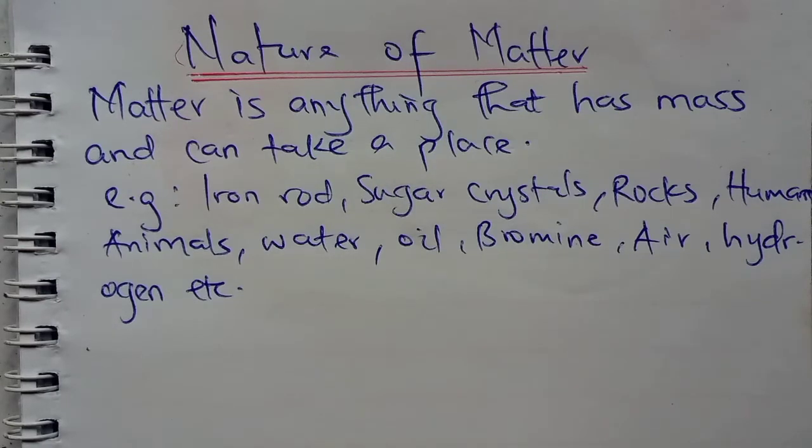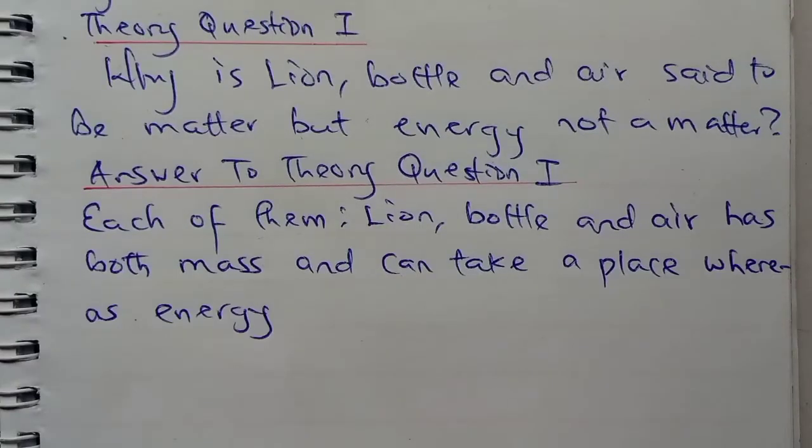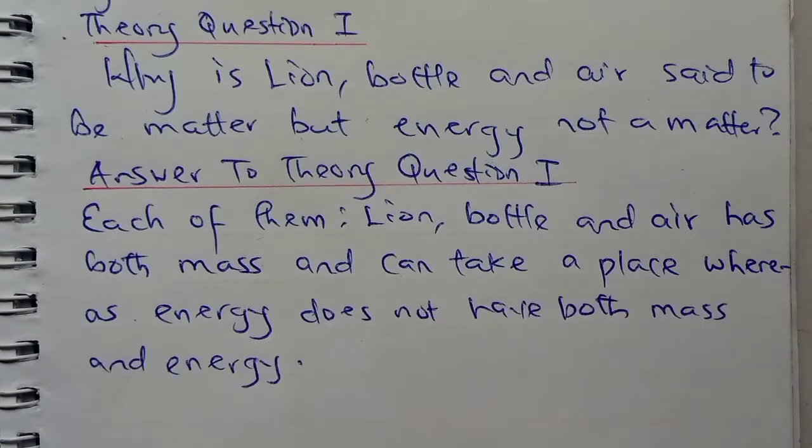A question: why are lion, bottle, and air said to be matter, but energy is not matter? The answer is that each of them, lion, bottle, air, has mass and can take up space, whereas energy does not take up space, and we also believe that energy does not have mass.